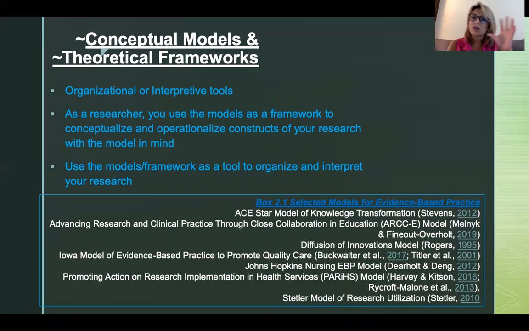So, you're going to hear the words conceptual model and theoretical framework used interchangeably. They go together. They're one and the same, right? Because you have a framework and then the conceptual model falls into the framework, okay? So as a researcher, you use the models as a framework to conceptualize and operationalize the constructs of your research with the model in mind. So let me give you some examples, okay?